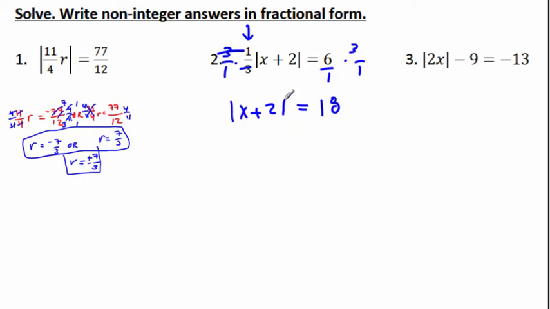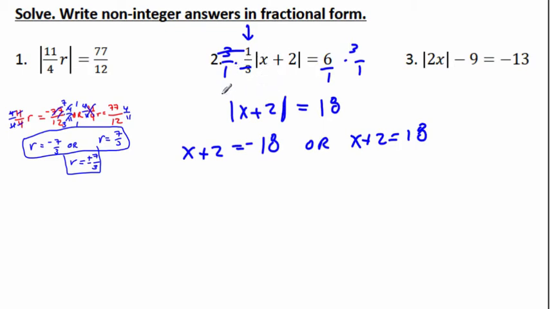Now, at this point, notice how I fixed that so it's clear. We have the absolute value of x plus 2 equal to 18. So we took the absolute value of this stuff, and it equals 18. That means that this stuff, which is x plus 2, either equaled negative 18 or x plus 2 equaled positive 18.